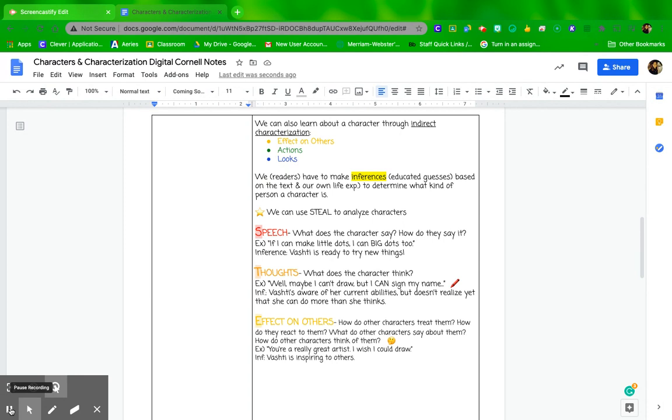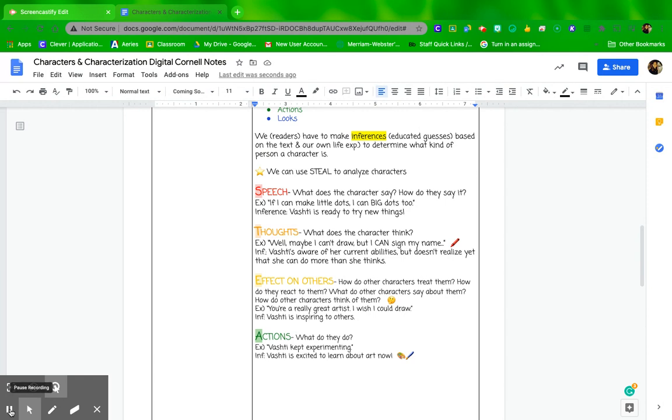An example using the dot with regards to effect on others is when the boy at the end of the story says to Vashti, "You're a really great artist. I wish I could draw." So we could tell that that boy is affected by Vashti's art, and the inference there is that Vashti is inspiring others.